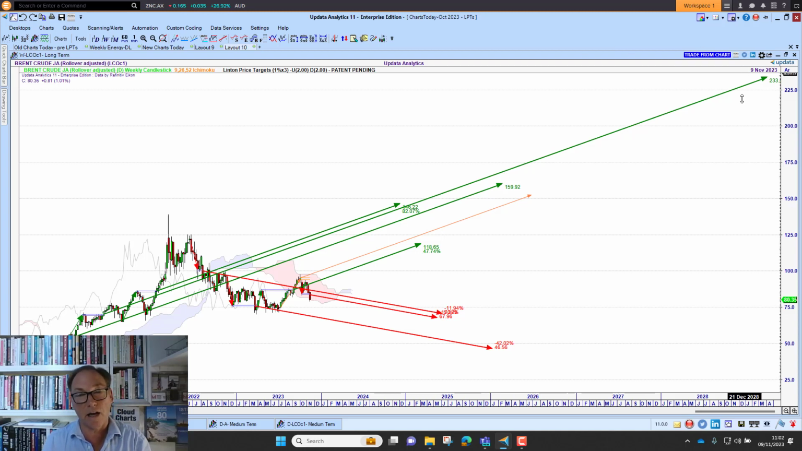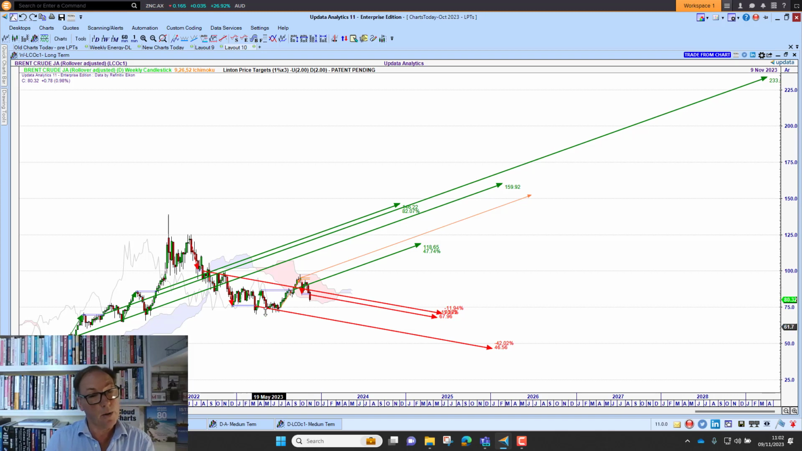And there's an even bigger target, but we don't worry about the big targets because we worry about these ones first. But this implies that if there was a war or something going on, then we could see oil pop to very big levels. So we'd have to break that previous resistance around 125.